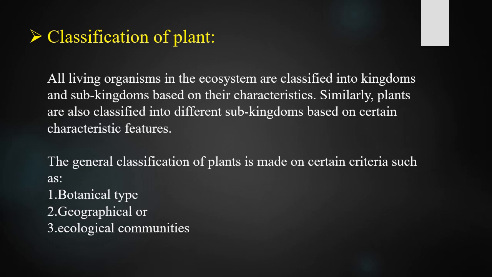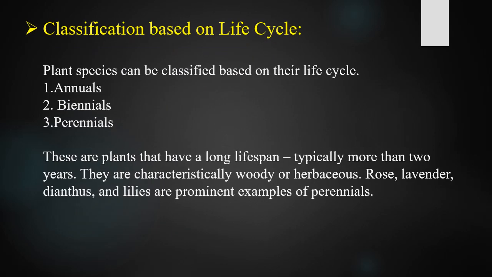So let us learn one by one the slides how the plants are being classified based on life cycle. Based on life cycle, plants are classified into three main types, that is annuals, biennials and perennials. Let us see one by one with their examples. These are the plants that have long lifespan, typically more than 2 years. They are characteristically woody or herbaceous. Rose, lavender, then lilies are prominent examples of perennials. Now perennials means what exactly? The plants which grow for many, many years and they are woody in their characteristics.